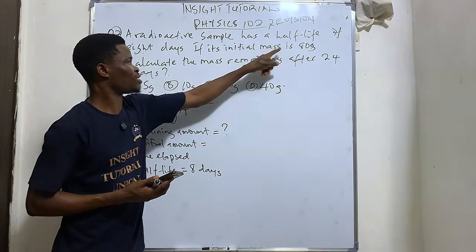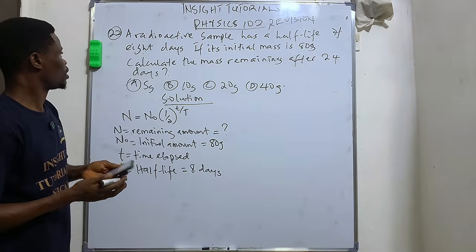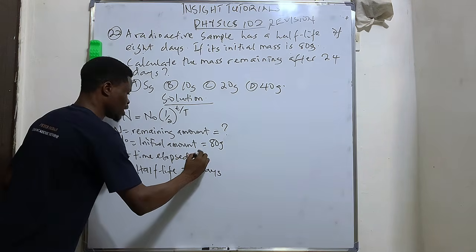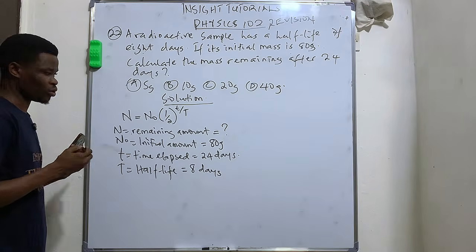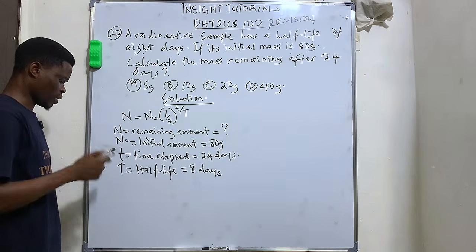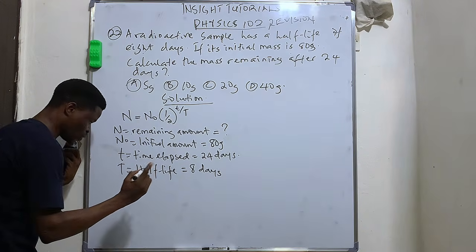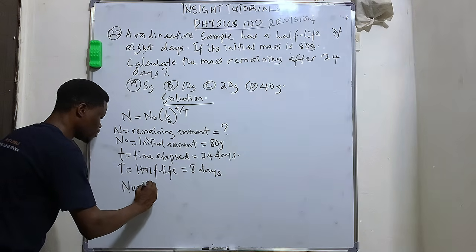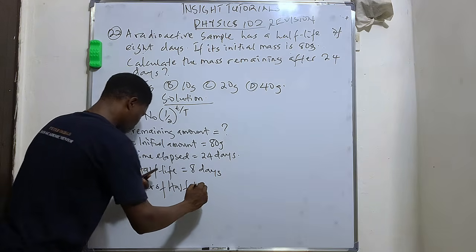If its initial mass is 80 grams, so the initial mass is 80 grams. Calculate the mass remaining after 24 days. So this was the time elapsed. First of all, I will tell you that you should look for this particular variable first. And so first you're going to determine the number of half-lives.